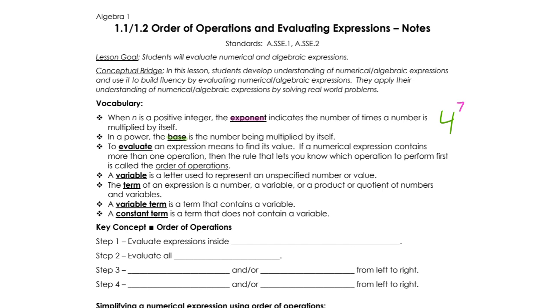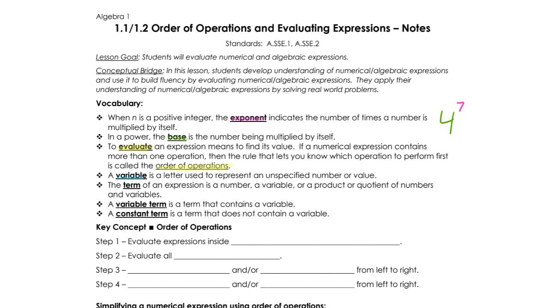Next we have, let me switch back to my highlighter here, to evaluate an expression means to find its value. If a numerical expression contains more than one operation, then the rule that lets you know which operation to perform first is called the order of operations.